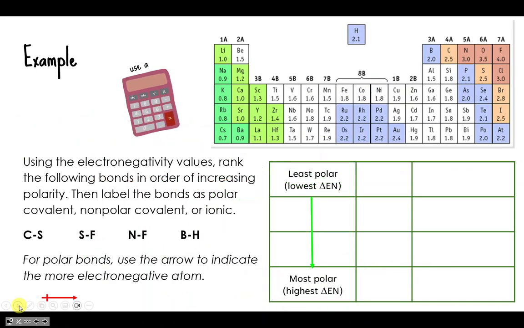Now we're going to calculate electronegativity differences and decide on the type of bond. The first thing you need to do is look at your bonds and then look at their electronegativity values. I printed off a larger chart for you to pick up on your way in. If I'm looking at this first bond, we have carbon, which is 2.5, and sulfur, which is also 2.5. So calculating this one, 2.5 minus 2.5 gives me 0.